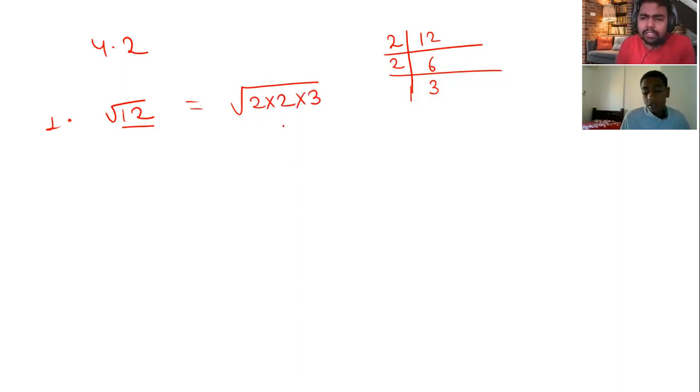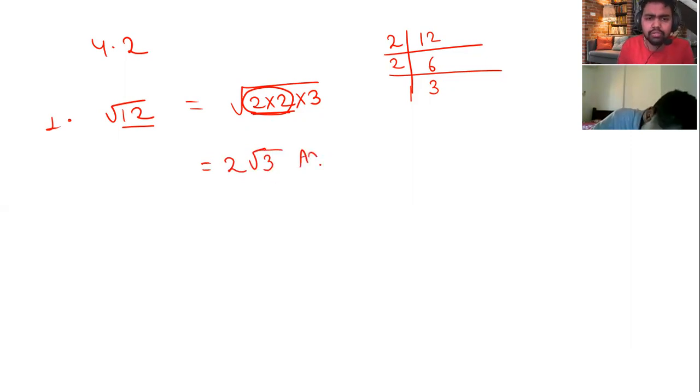Yes. And if you see, there is one pair of 2. This one pair will become one number, one digit, and it will come outside of the root. So the two 2s become one 2 outside the root, and there would be just root 3. We can't simplify it further, so this is my answer. Root 12 can be written as 2 root 3. Is it clear?